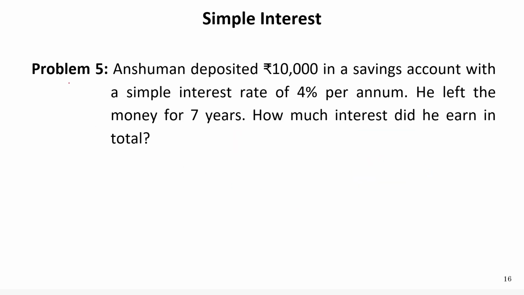So let's see problem number 5. Ansuman deposited 10,000 in a savings account with a simple interest rate of 4% per annum, and he left the money for 7 years. So how much interest will he earn in total after 7 years? So SI is equal to the simple formula PRT by 100. So P is equal to what? 10,000. R is equal to what? 4%. Into T is equal to what? 7, whole by 100, right?